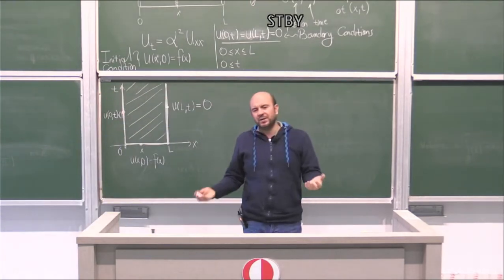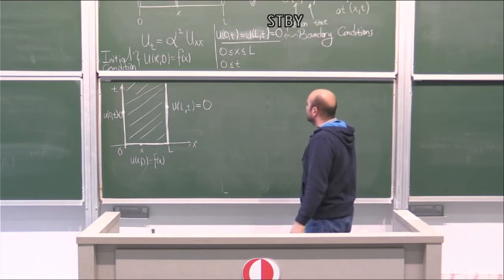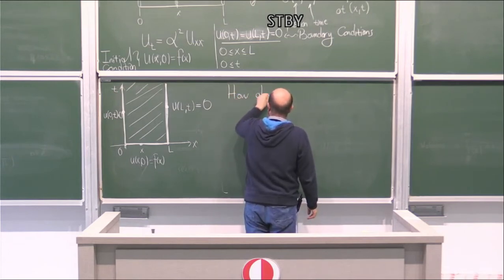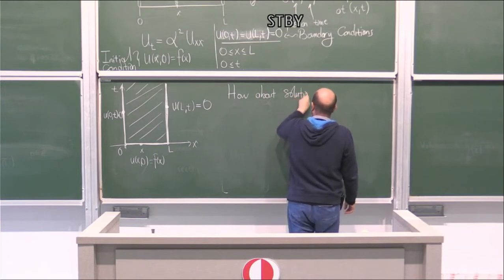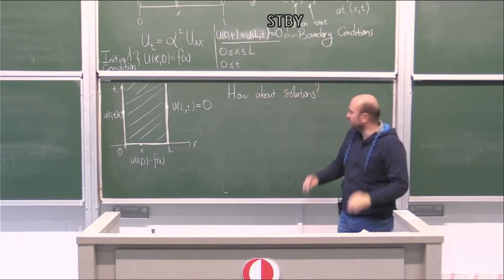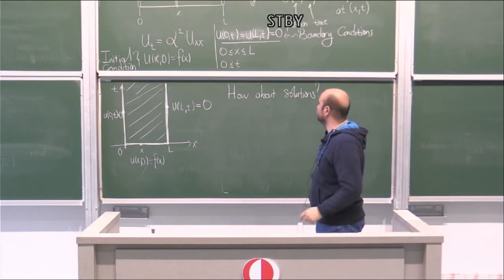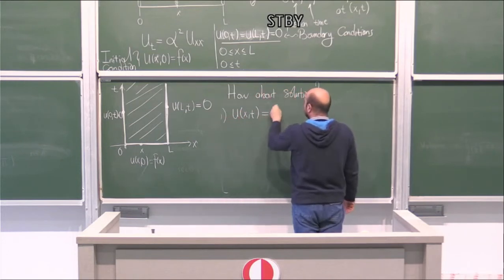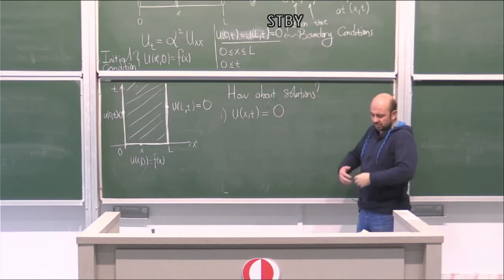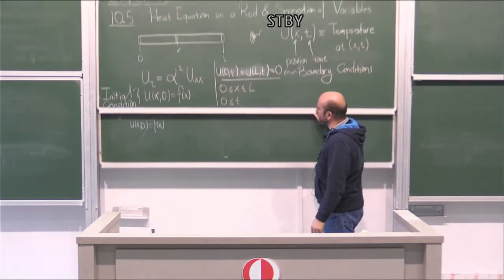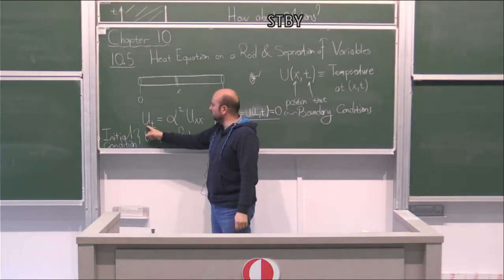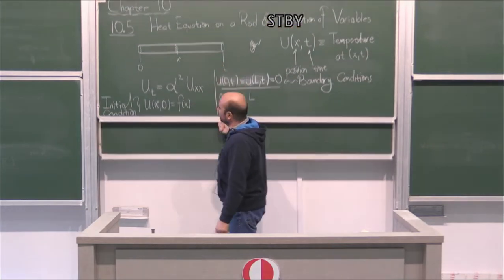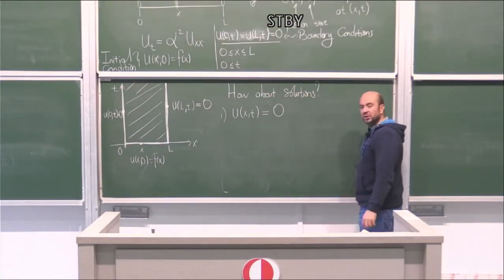Okay, now we will try to find a solution. Let's look for some trivial solution which may satisfy this. So how about solutions? We know what's happening on the boundary, because the boundary is completely zero. If I take the function u(x,t) equal to zero, which is zero everywhere, it's clearly a solution, because the derivative of zero with respect to t is zero, the derivative of zero with respect to x twice is zero, and zero is equal to zero. It satisfies. So it's a solution to the heat equation.